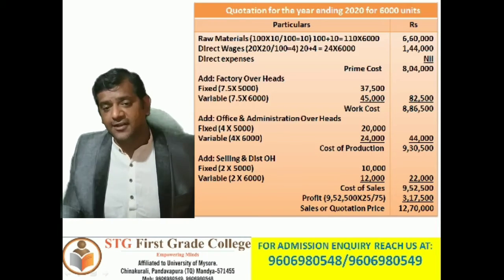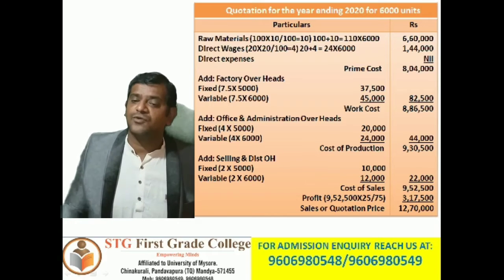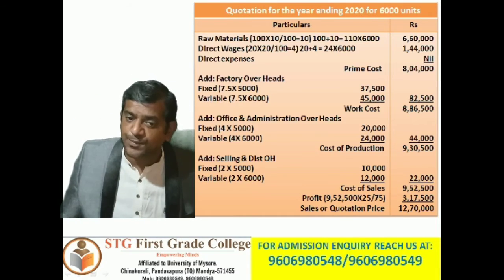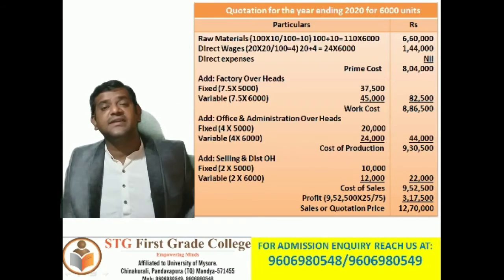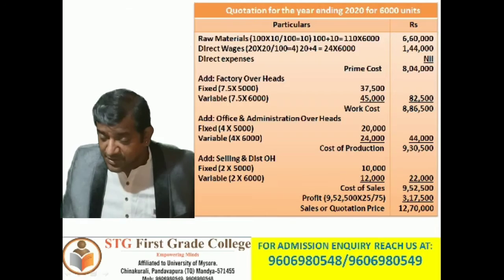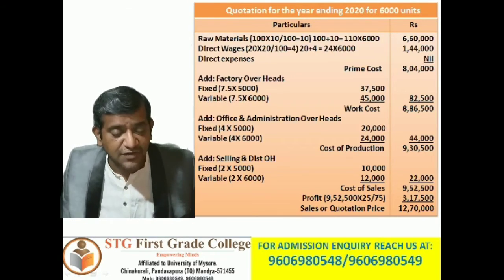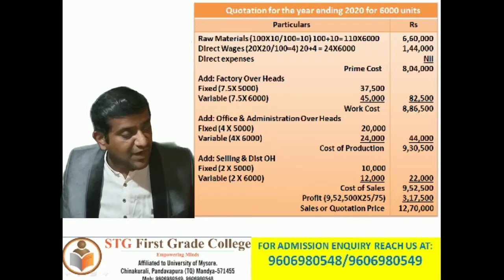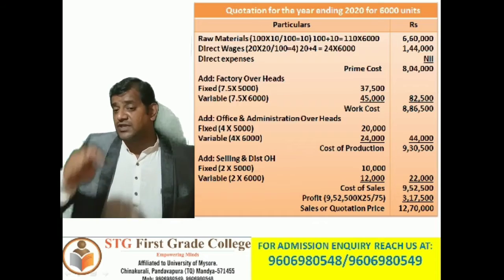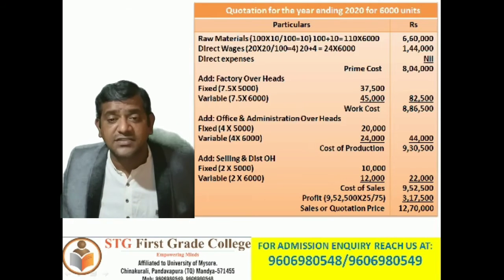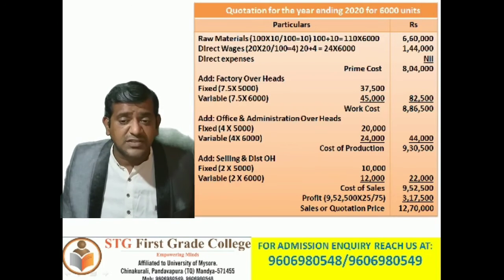Next add selling and distribution overheads. So fixed 2 rupees into 5,000 units as the previous, 10,000 rupees, and variable 2 rupees into 6,000 units, the present year's estimated production, 12,000 rupees. So put together 22,000. So cost of production was 9,30,500 plus selling and distribution overheads 22,000. Add it, you are going to get cost of sales, that is 9,52,500.